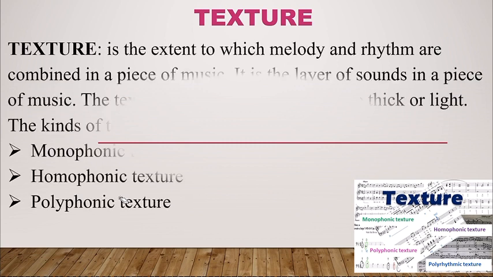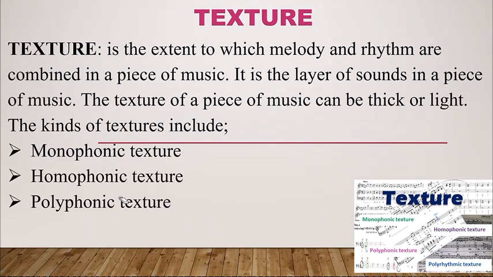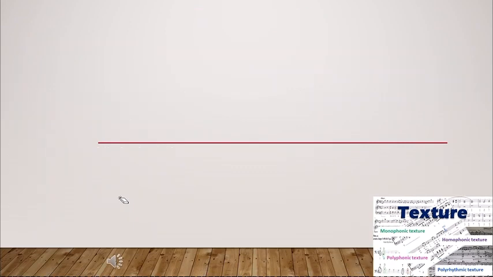So, what is texture? Texture is the extent to which melody and rhythm are combined in a piece of music. It's like a layer of sounds in a piece of music. You can liken it to fabric. Some can be light and some can be thick. Examples of textures include the monophonic texture, homophonic texture, and polyphonic texture.